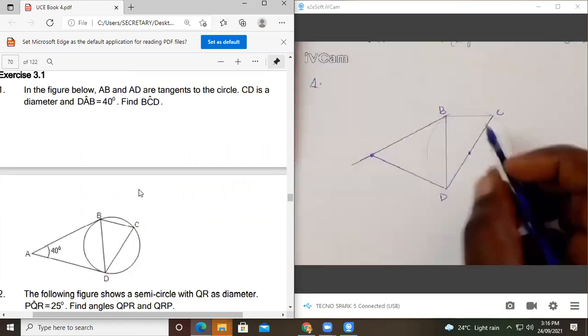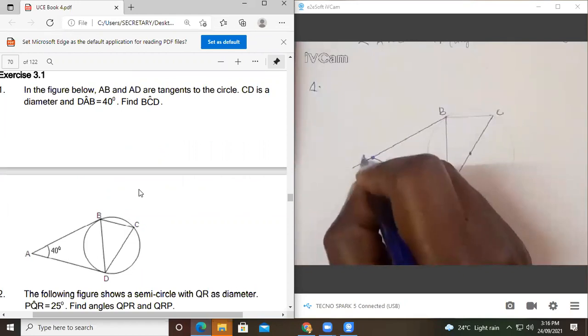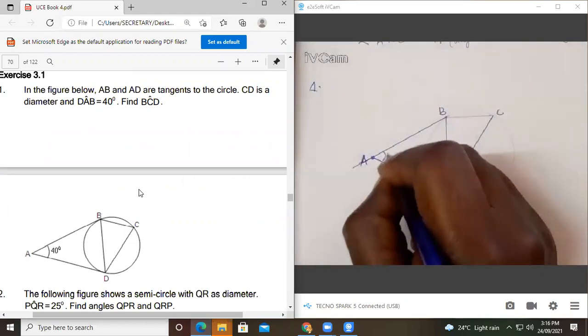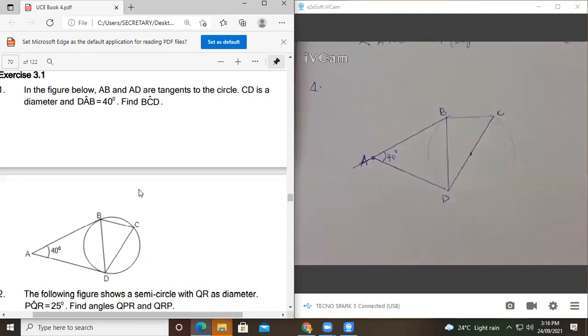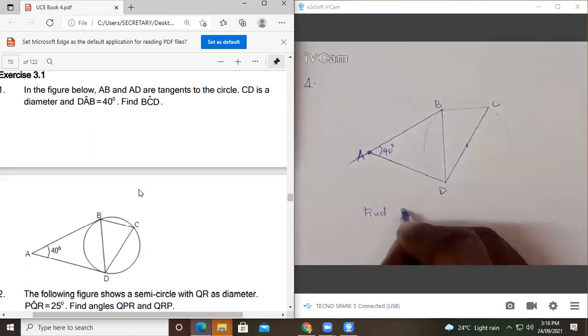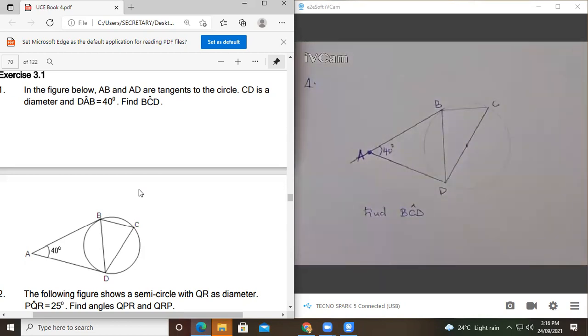Okay, let's look at this. So that is point A there, and this is 40 degrees. I have you members. Find for me BCD. Find BCD. Is Wendy online? Wendy, are you online? Wendy is not online. Now, when I started the exercise, people took off.